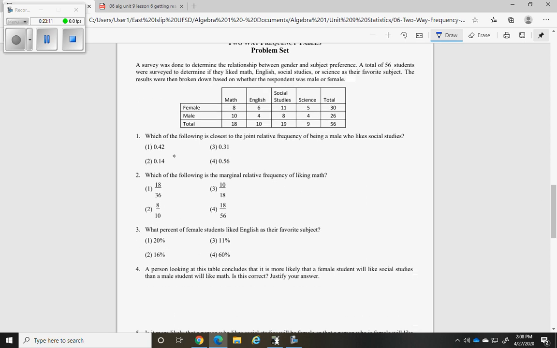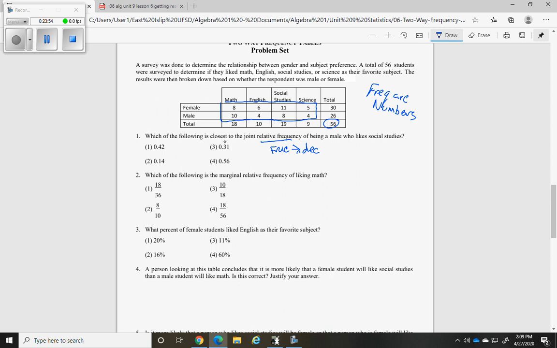Let's see if I can maybe give you some tips on some of this stuff. Which of the following is joint relative frequency? The joint relative frequencies are the things in here. Right now, these are frequencies because these are just numbers. A relative frequency is a fraction that you change to a decimal. So frequencies are whole numbers, where relative frequencies are fractions or ratios out of the total. It is out of the total, so out of the 56.